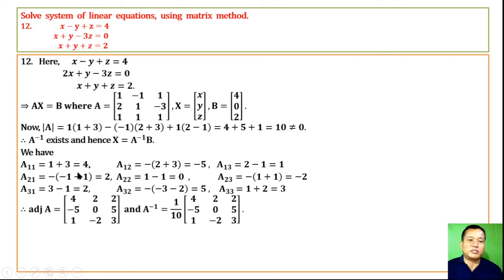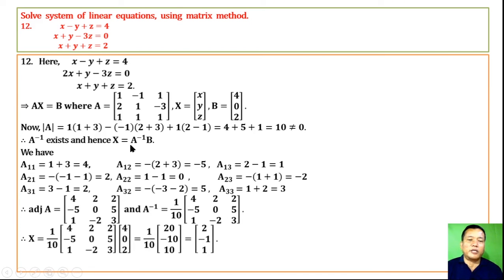Therefore, adjoint A is the transpose of the matrix formed by the cofactors. First row, first column, second row, second column, third row, third column. And hence A inverse is 1 by determinant, whose value is 10, times its adjoint. Using the relation X equal to A inverse into B, we have this. Multiplying the last two matrices, we get this. And dividing by 10 each element of the column matrix, we get 2, minus 1, 1. Comparing, X equal to 2 and Y equal to minus 1 and Z equal to 1, which are the required solutions.